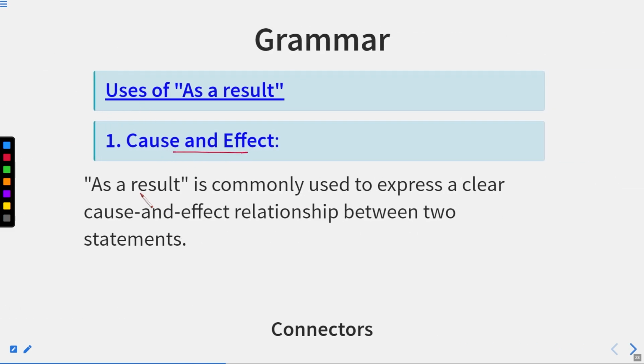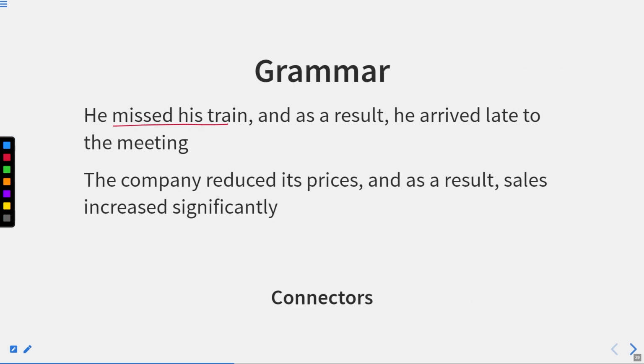So, cause and effect. As a result is commonly used to express a clear cause and effect relationship between two statements. He missed his train. So this is some information given to us. And as a result, he arrived late to the meeting. So due to this reason only, he arrived late. So here as a result shows the result of this particular happening.